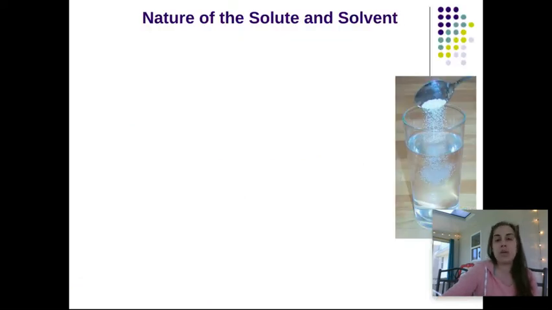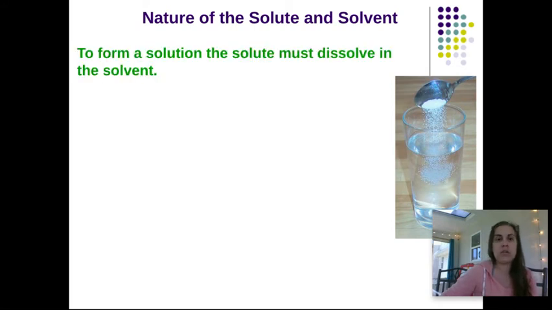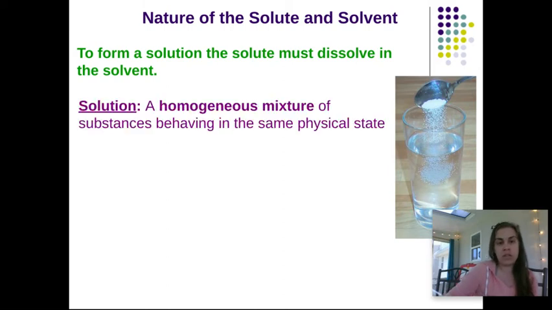So in order for two substances to form a solution, they have to be able to dissolve in the first place. Like food coloring and oil will never form a solution because they just don't mix. So to form a solution, the solute must dissolve in the solvent. A solution is a homogeneous mixture of substances behaving in the same physical state.